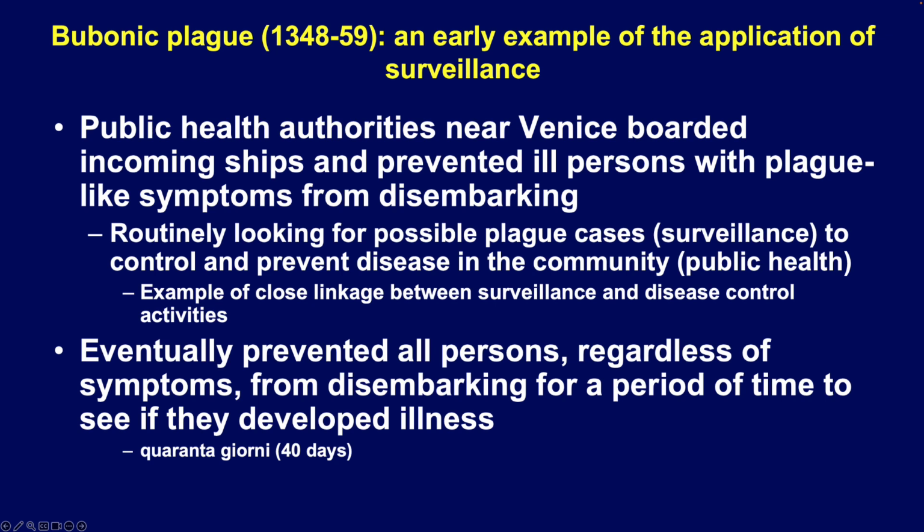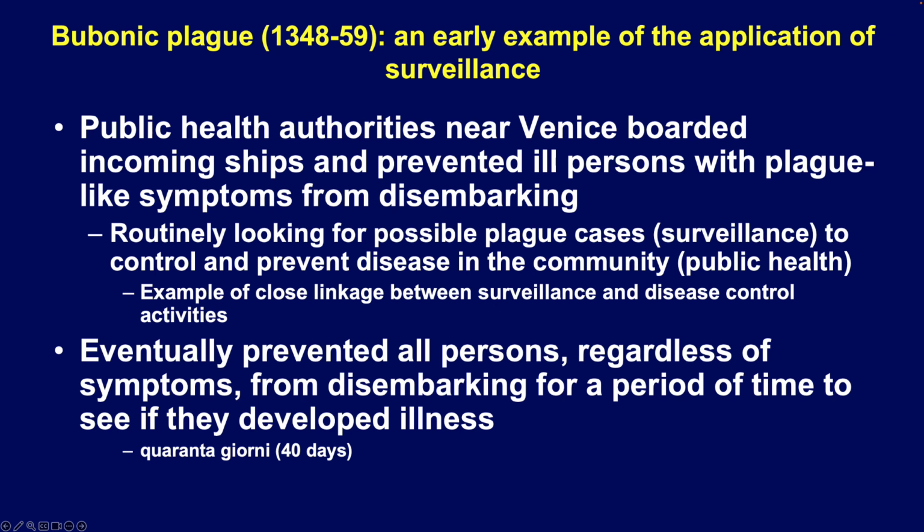But clearly there was a notion of person-to-person spread of diseases in the time of plague, though this was not how bubonic plague was spread. As early as the 1300s, authorities in Venice began boarding incoming ships to identify the people who were ill on board and prevent them from disembarking. This is actually an early example of the public health strategy of isolation.